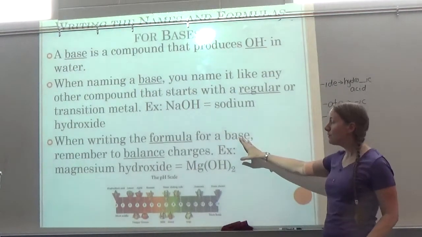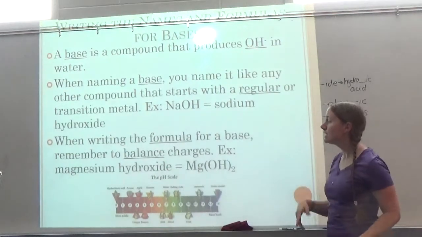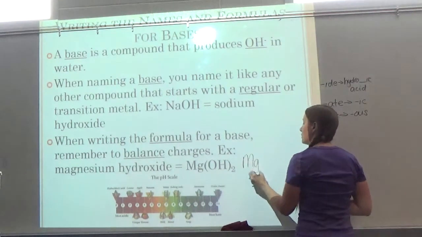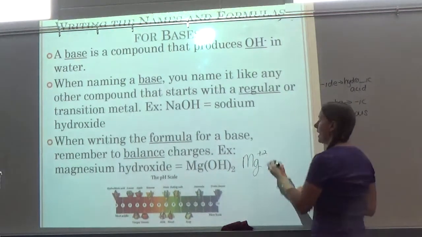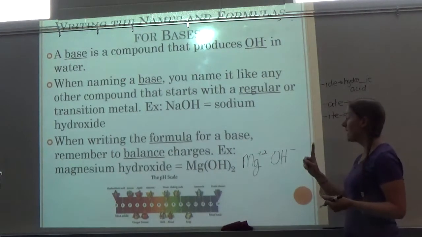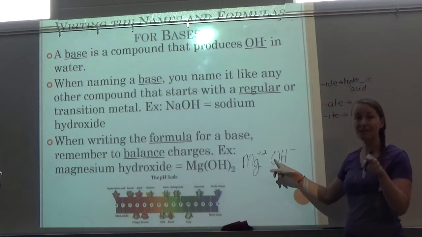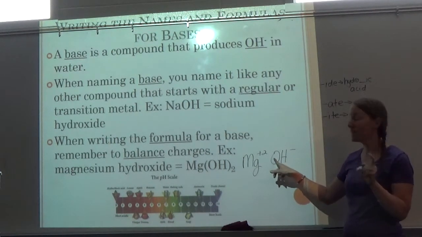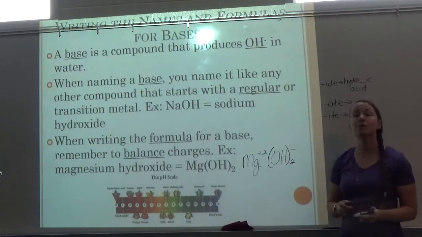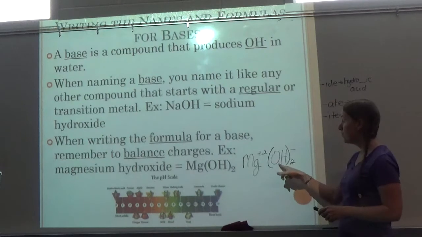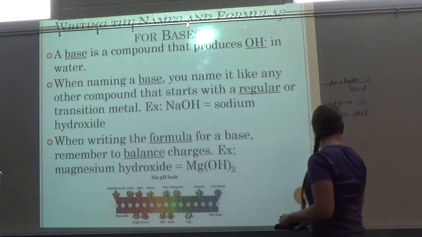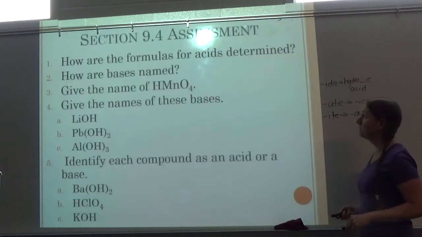When writing the formula for a base, you still need to balance your charges. So magnesium hydroxide, magnesium is Mg. It's in group 2, so it has a +2 charge. Hydroxide is on your polyatomic ion sheet. It's OH with a -1, but you gotta be careful. Remember what I told you about hydroxide. That's the most common one y'all forget to put parentheses around. Because I need to cross this 2 down. Even though it doesn't already have its own subscript, it's still a polyatomic ion. So don't forget to put parentheses on that hydroxide if you need to add a subscript. That's a common mistake. Even some of my AP students make that mistake.